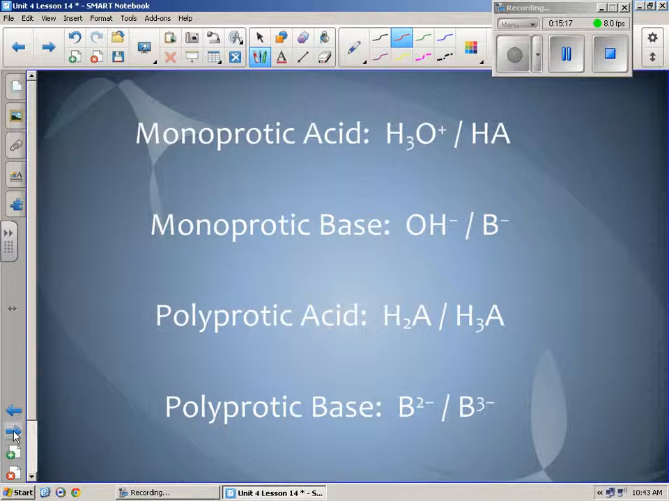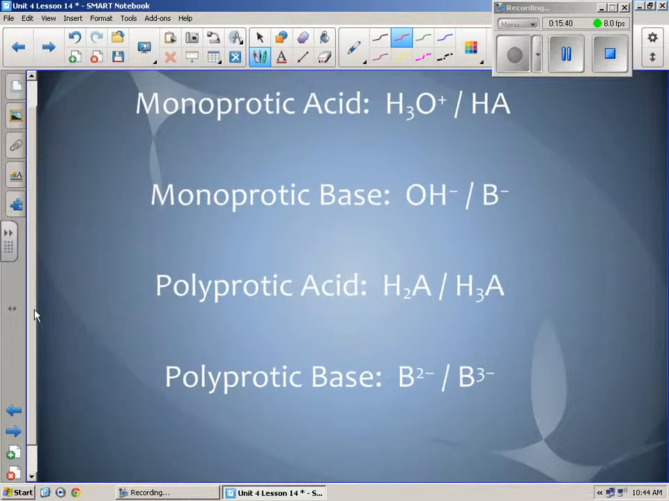All right? Monoprotic acids look like this. They're H3O plus, they're HA. So HCl, HBr, HNO3, HI, I guess. Things like that. Monoprotic bases would be things like sodium hydroxide, potassium hydroxide, hydroxides basically. Okay?